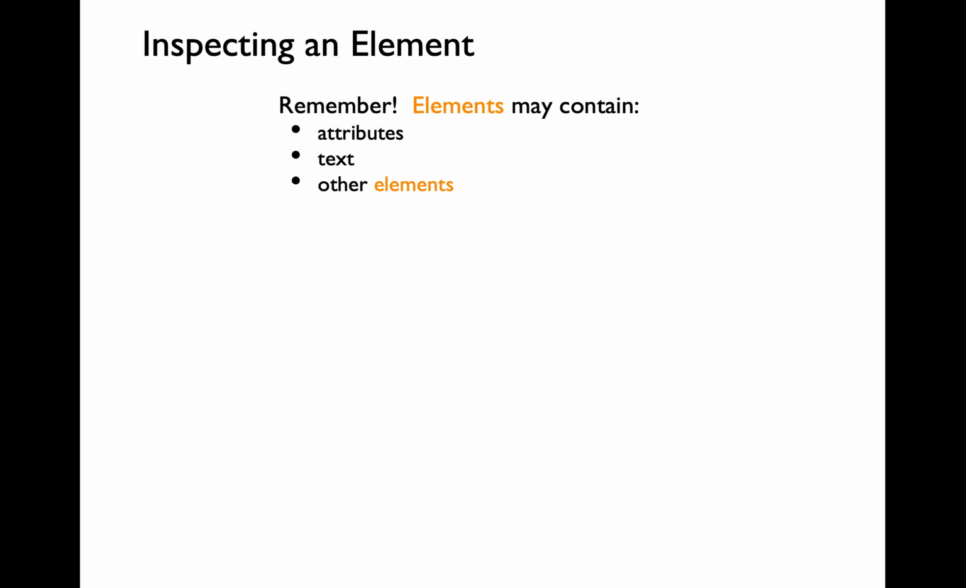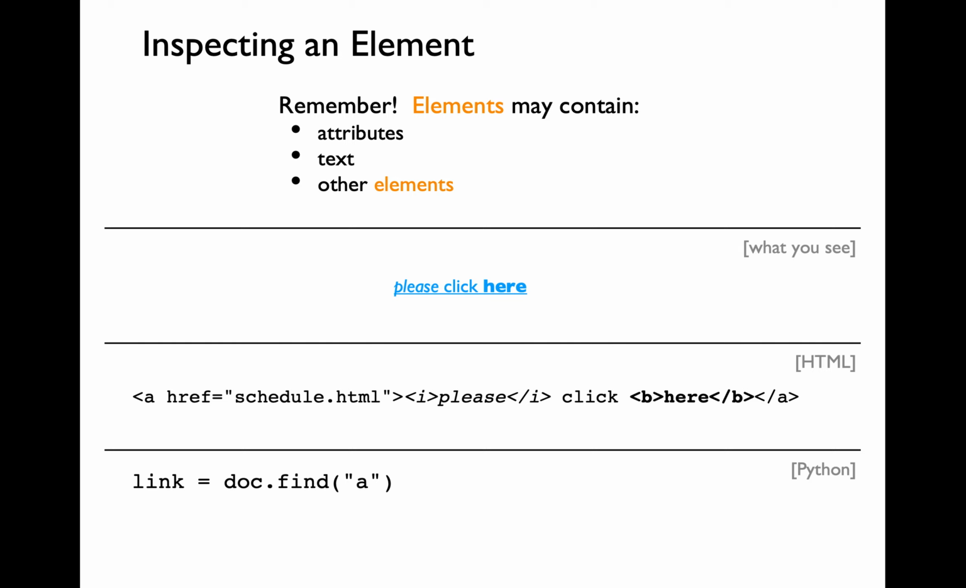Let's go through examples of inspecting a specific element. Let me explain the slide arrangement here. Here is the rendered version of the HTML format. Here is the raw HTML file, and down below is the Python code. The first example that I want to show you is invoking the find function in order to find the first occurrence of the anchor element, which is going to retrieve this particular element details here.